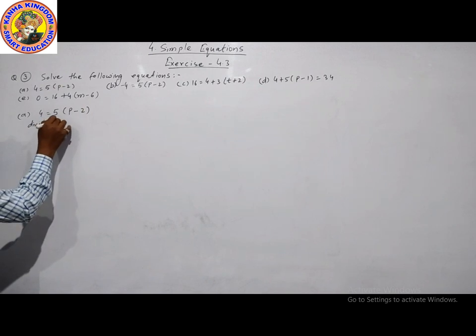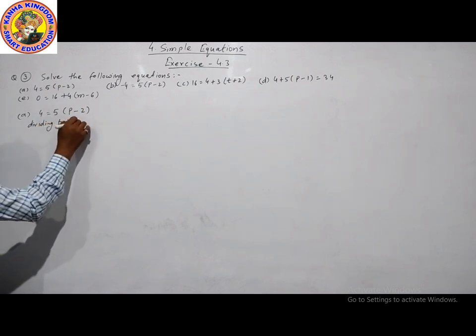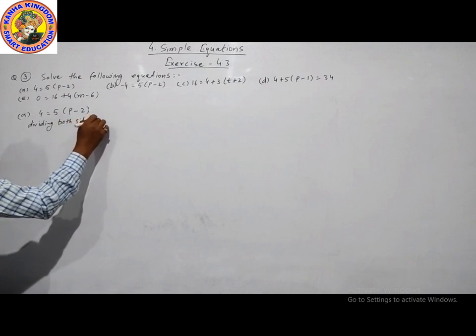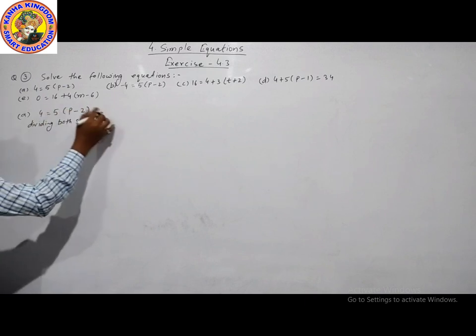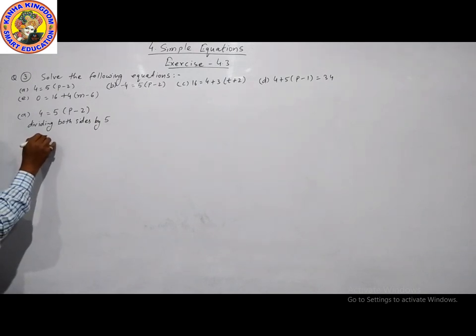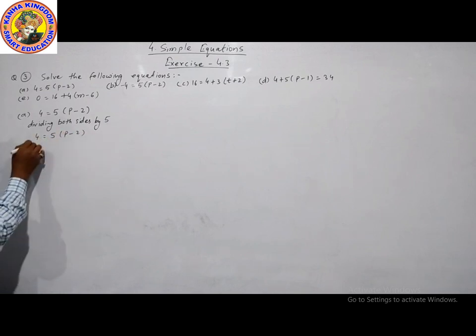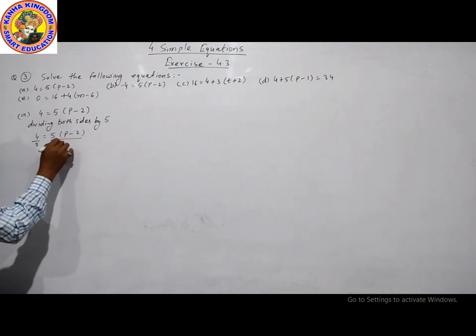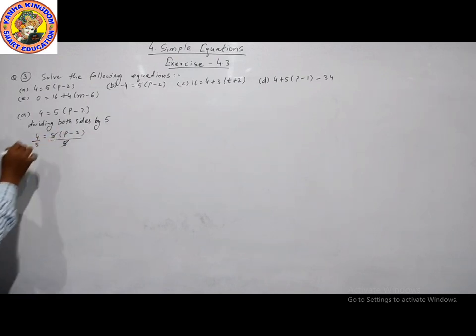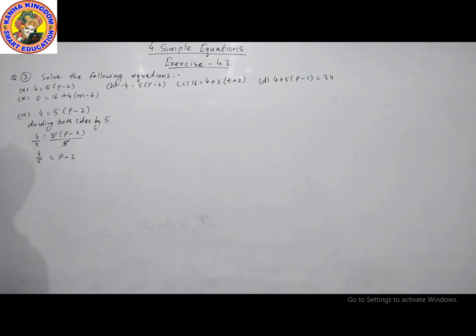Dividing both sides by, here is multiplication by 5, so we will divide by 5. The equation is 4 is equal to 5 (P minus 2), divide by 5 and divide by 5. Here 5 and 5 can cancel. So 4 upon 5 is equal to p minus 2.